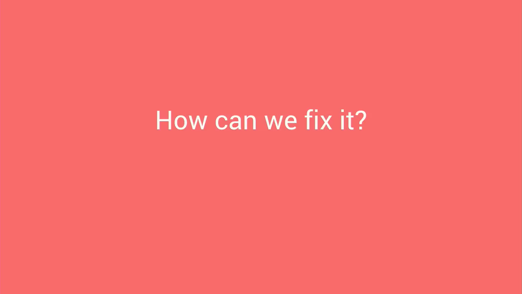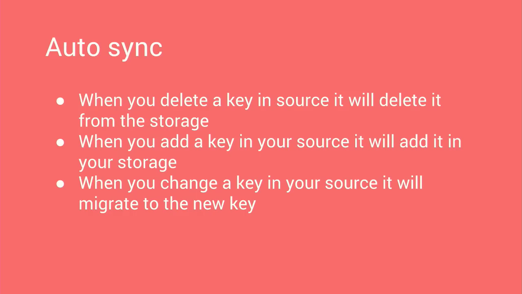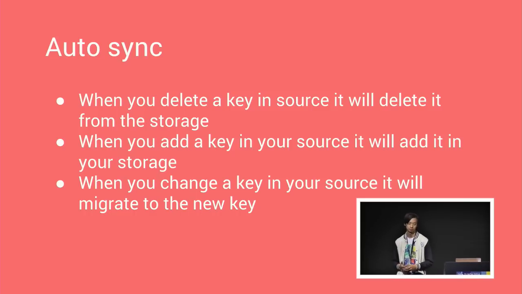How can we fix it? We can fix it with something called autosync. What is that? When you delete a key in your source, it will delete it from the storage. When you add a key in your source, it will add it in your storage. When you change a key in your source, it will migrate to the new key.